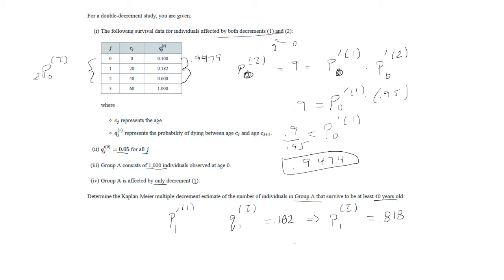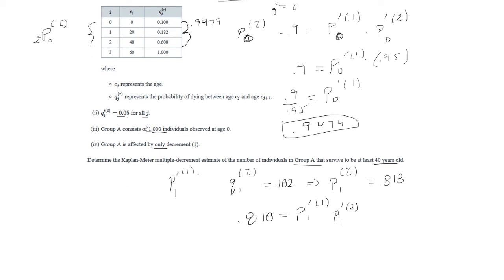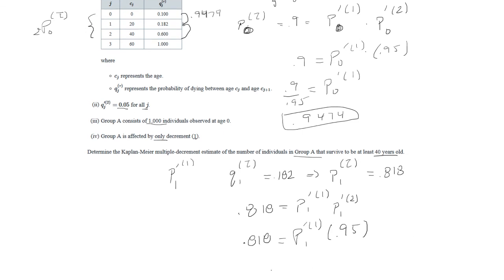Okay, so that's going to be the same thing as P prime 1 times P prime 1 for decrement 2. Again, we want to use the second piece of information here, which Q prime J for decrement 2 is 0.05 for all J. So P1 prime of 2 will be the complement. So then we can divide this and get that P1 prime 1 is 0.8611. So I'm just going to put it over here.